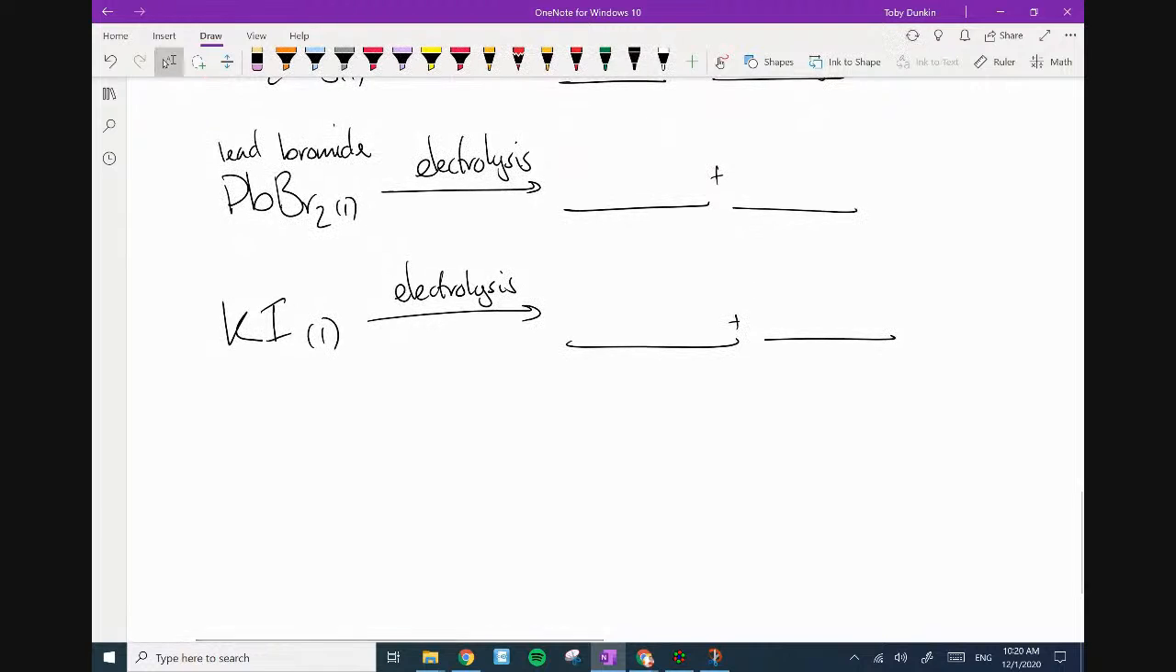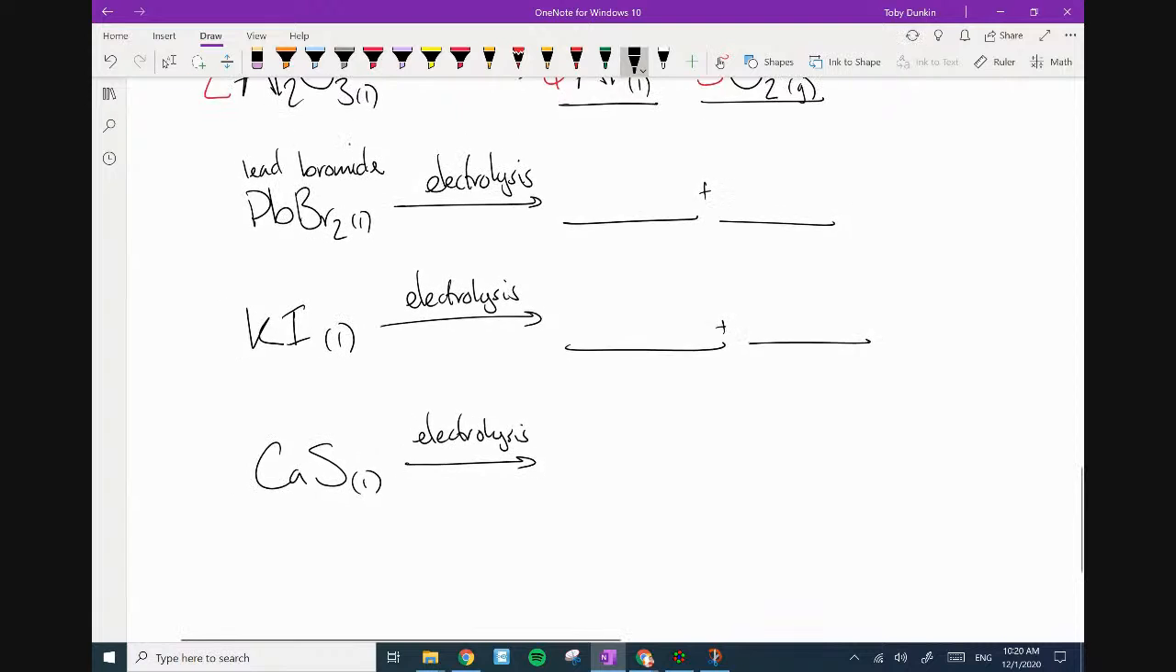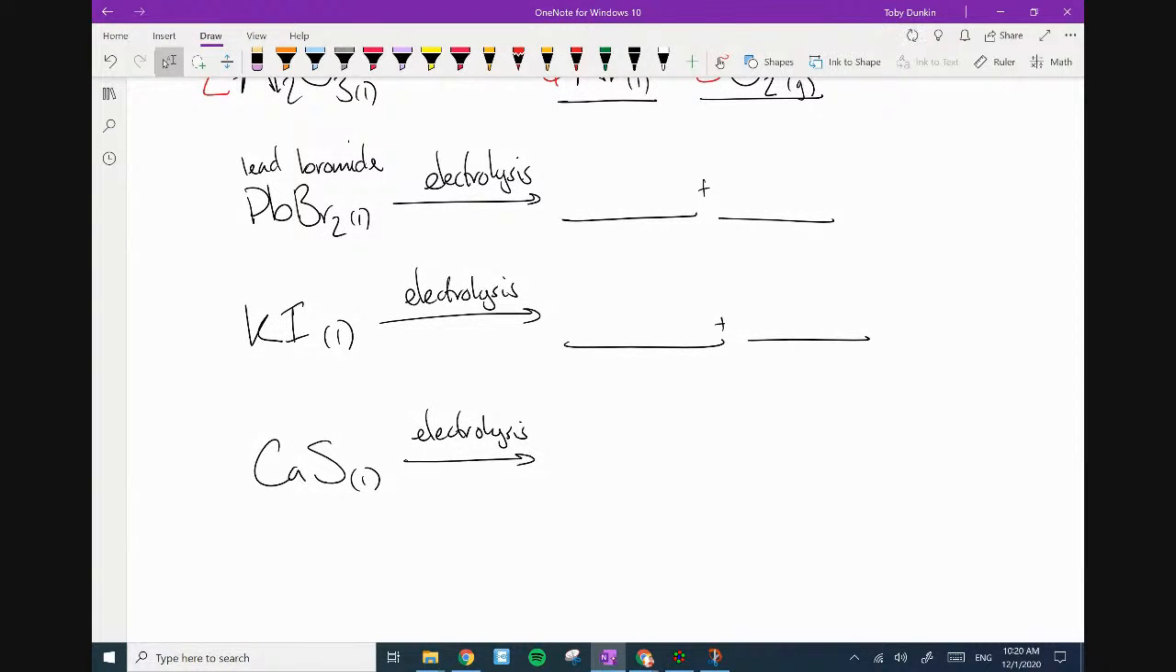Right, next. Let's do something else. Let's do calcium sulfide. Why not? A bit of CaS. I'm going to take calcium sulfide and rip it apart using electrolysis. What am I going to get? Yeah, you get the point, don't you?